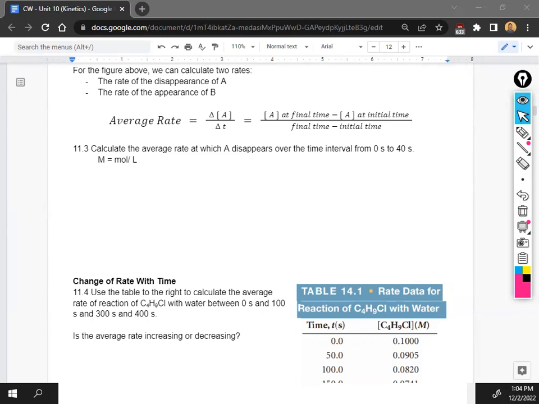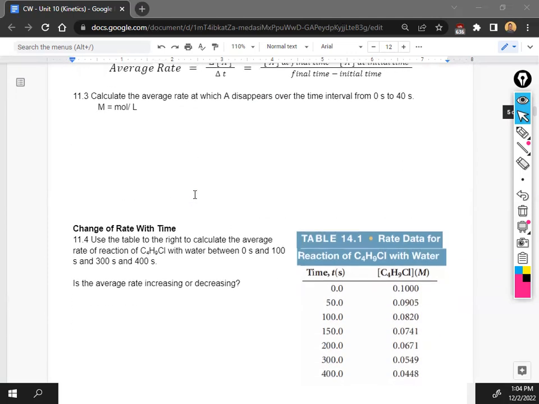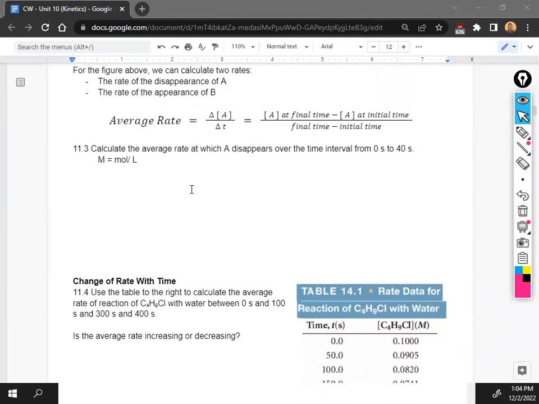Alrighty, guys, so we're gonna do 11.3 together. Now, I have the question up here, but if you have the workbook up on your Chromebook, you can take a look at the picture. That'd be a better way for you to refer to the numbers. What we're gonna do is calculate the average rate at which A disappears from time 0 to 40 seconds, so the average rate of disappearance over that time period.